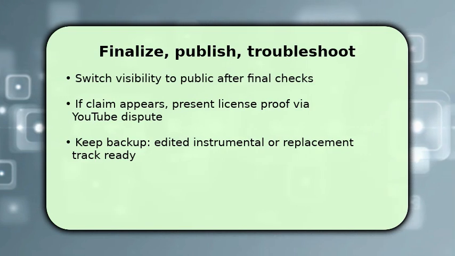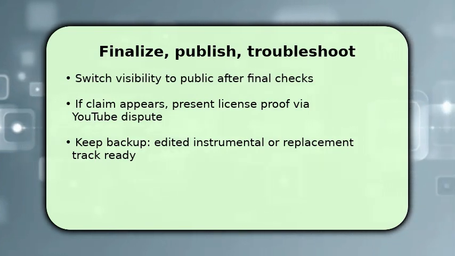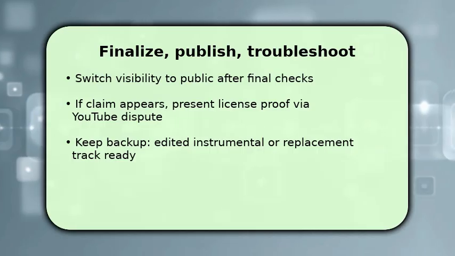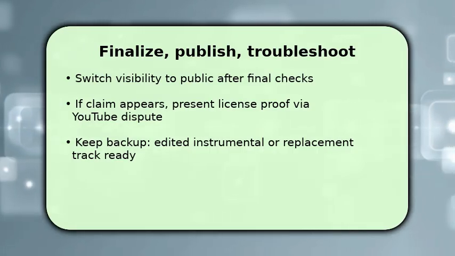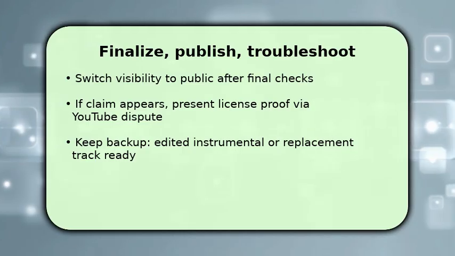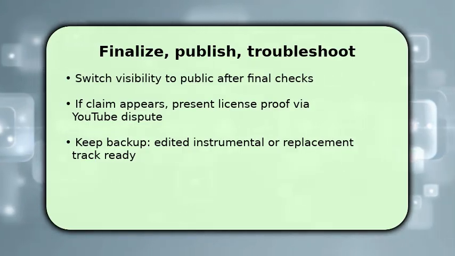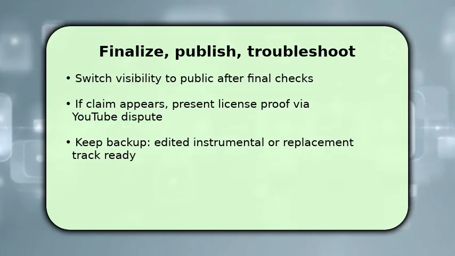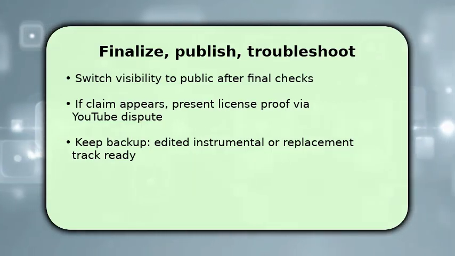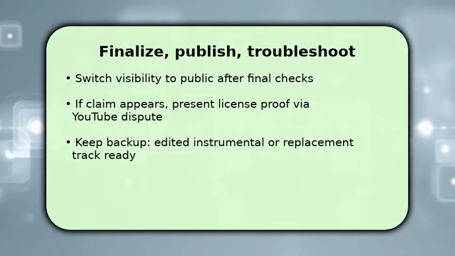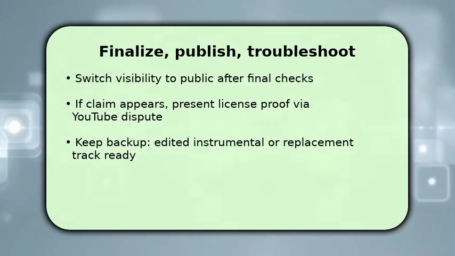If a claim appears, you can immediately submit your license evidence through YouTube's dispute flow. Explain why your use is permitted and attach the invoice or license PDF. Make sure to have a fallback plan, an instrumental or cleared replacement, so you can quickly swap audio if the dispute fails. If playback or mute issues occur, recheck region.